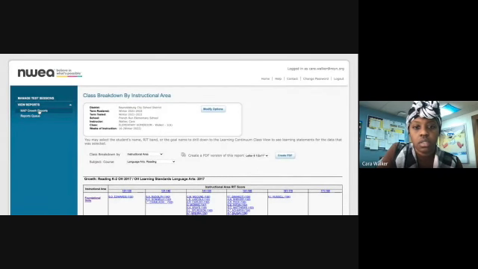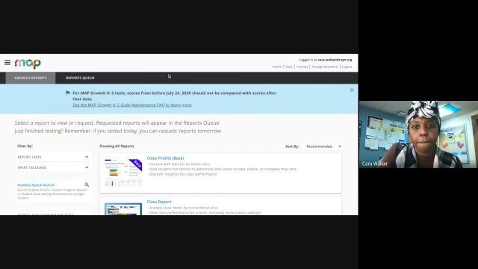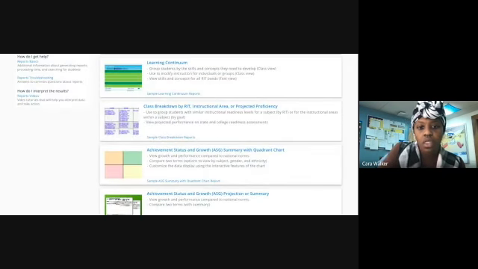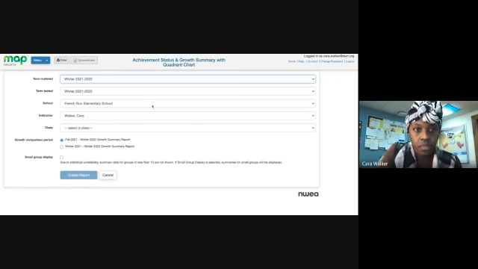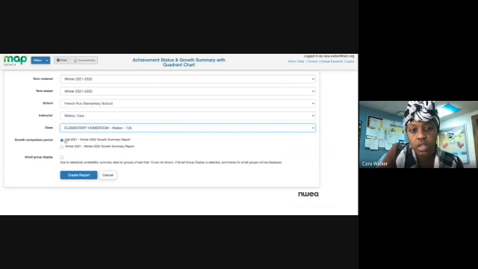Okay, one final report. This is the last one. The achievement, status, and growth summary with quadrants. And I'm going to select my class. And we're going to look at fall to winter growth.